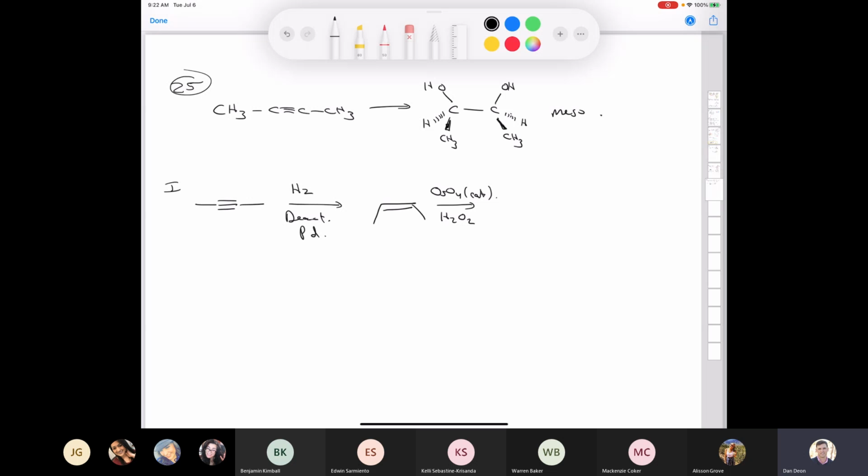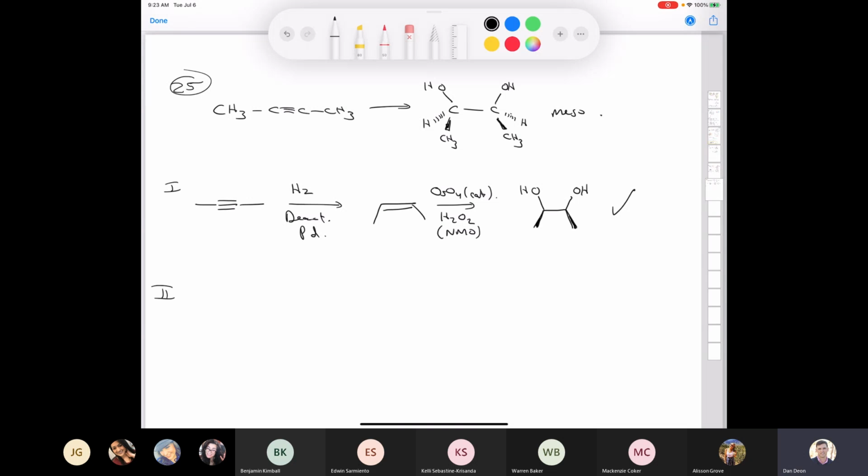That's the same thing as using NMO. It's just a co-oxidant. So that's going to give us syn addition of the alcohol, and so that's going to give us this here, where we have both of the alcohols added to the same face of the molecule. So I'm going to draw it the same way I have it up top. So this is going to work. That's going to give us the right compound.